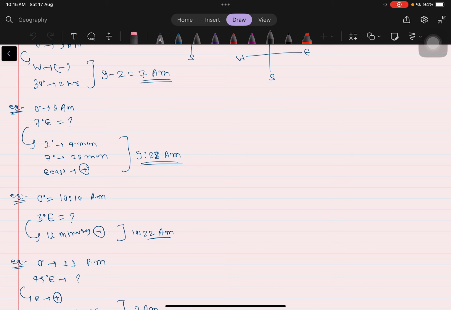Now at the prime meridian the time is 10:10 a.m.